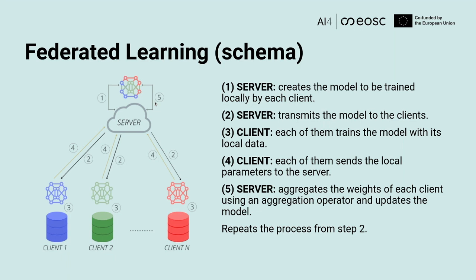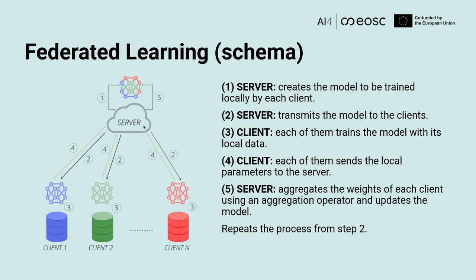I'm talking about weights because we are thinking about neural networks, so I think that it's easier to understand, but we can think about the parameters that define a model, even the gradients in the case again of a neural network. So we will aggregate such model using an aggregation operator and then update the model.